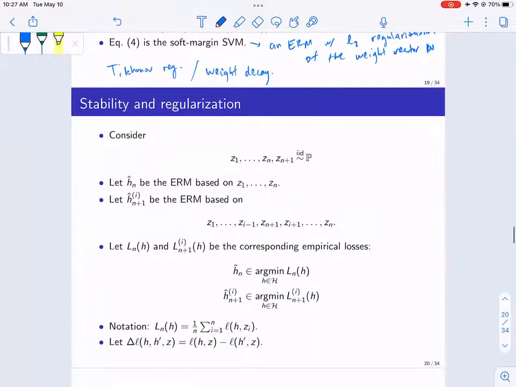So suppose we have z1 up to zn plus 1, either from P. Let h hat n be the ERM based on these.